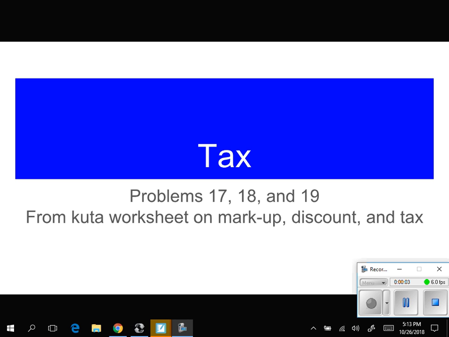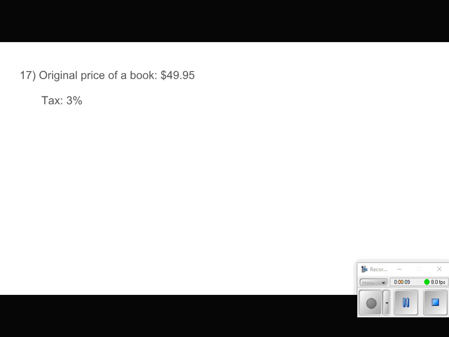At this time, please look at problems 17, 18, and 19 on your worksheet. We're going to do a couple tax problems. The original price of the book is $49.95, and tax on that book is 3%. We're going to label this value as the retail price, $49.95. And then the tax is 3%.